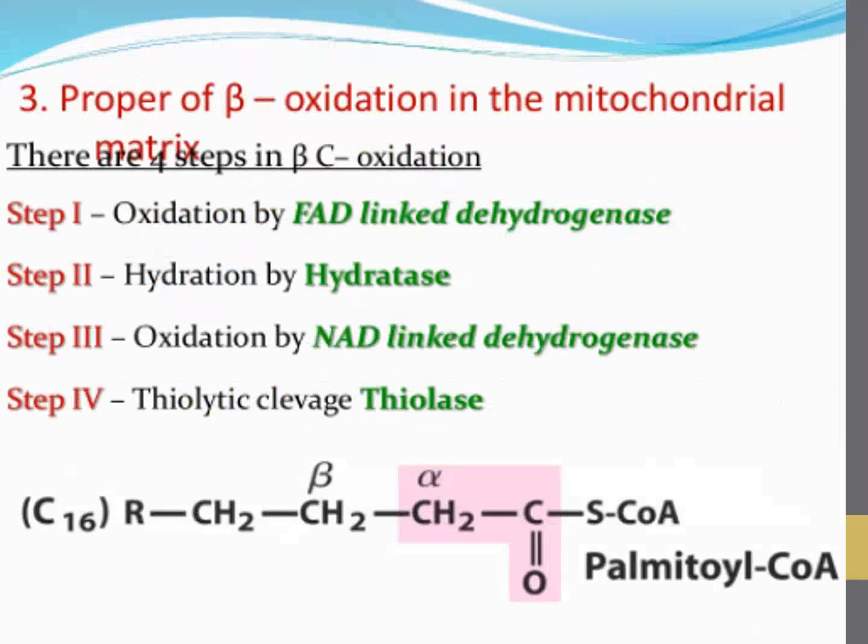The third step is the proper beta oxidation, which takes place inside the mitochondrial matrix, and this step consists of four different stages. In the first step, oxidation takes place by FAD-linked dehydrogenase enzyme.